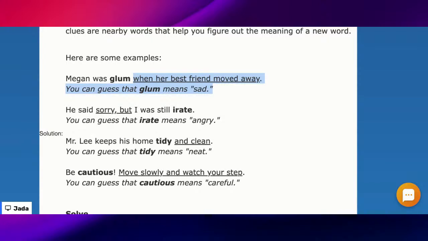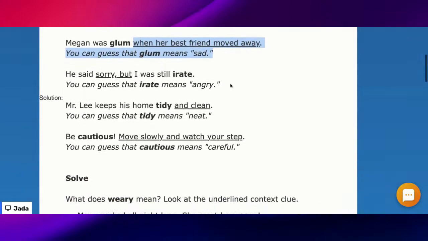Okay, so: he said sorry, but I was still irate. He said sorry, but I was still irate. So now, what does this word mean? You don't know the word. It's your first time seeing the word.